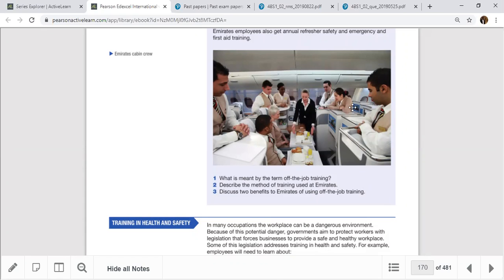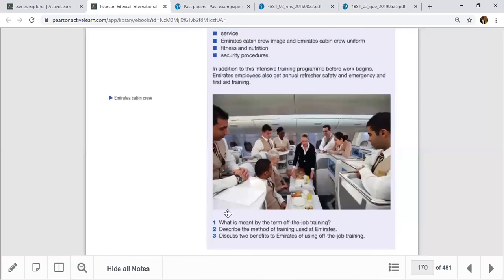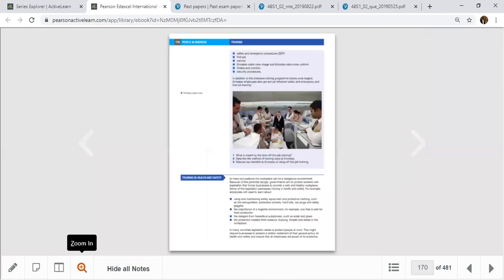But during the 7 weeks, you have to pay them full salary for their training. Actually, they're not flying, but you have to pay them. So these are the expenses of off-the-job training courses: no output and an expensive thing, right?